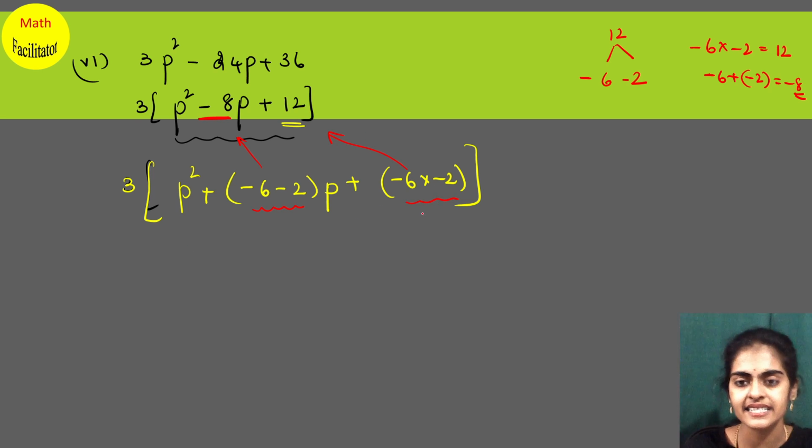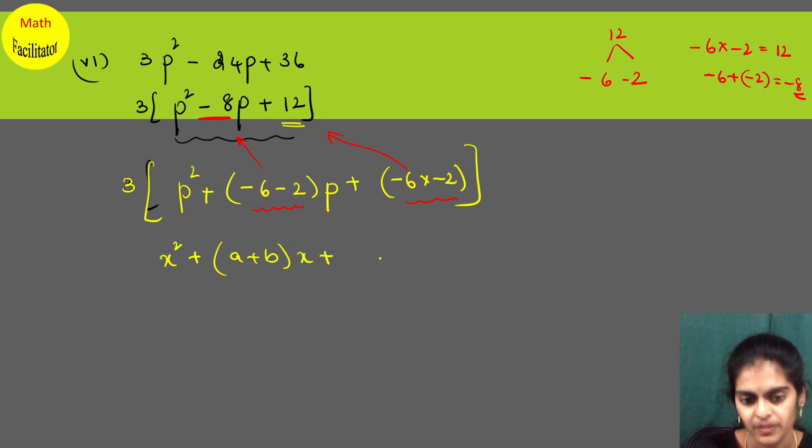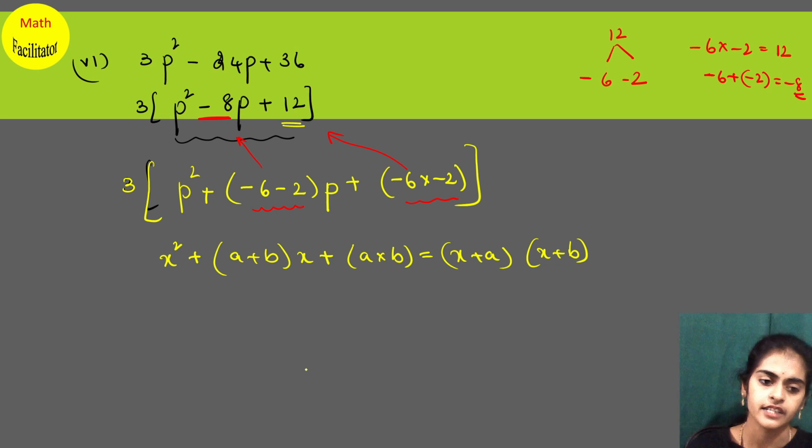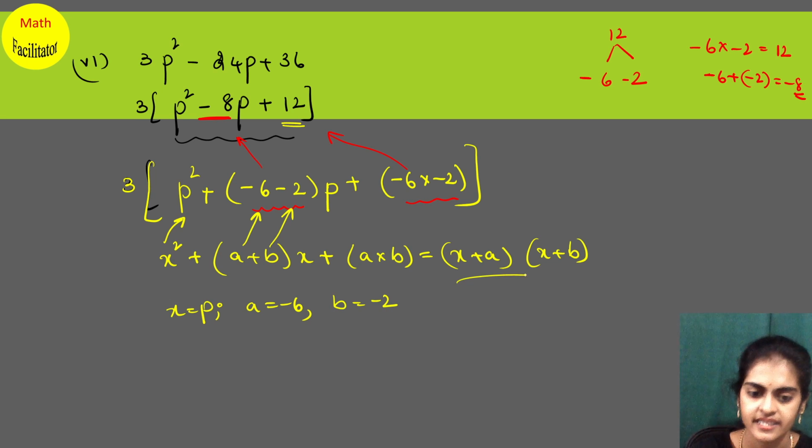Okay. So again this is like which form? You can write the formula here. Let me compare it here. It is like x square plus (a plus b) into x plus a into b. You can write this as (x plus a) into (x plus b). Now very important is you should identify what is x, what is a, what is b. In the place of x, what do you have? p. In the place of a, what do you have? Minus 6. In the place of b, what do you have? Minus 2. Now let us substitute in this formula.